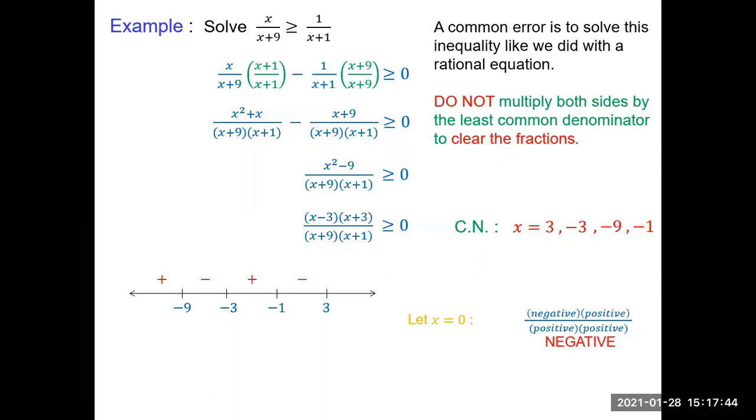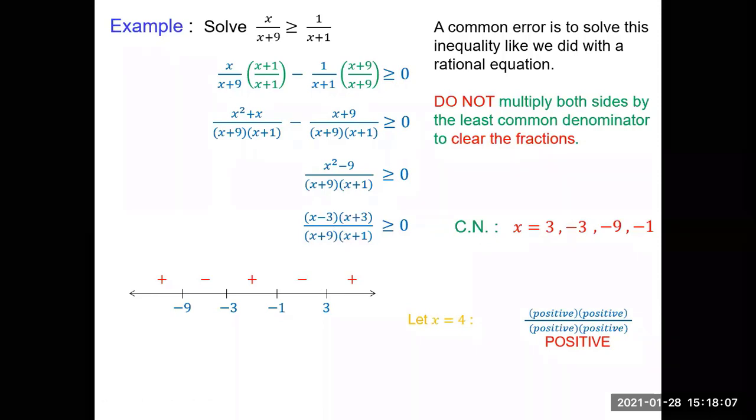We've got one last interval. Pick anything you want that's bigger than 3. Why don't we pick 4? If I plug in 4, notice that that's going to now make every single factor positive. When I take a positive divided by a positive, I get a positive. And now that our number line is complete, we're ready to write the intervals that make the inequality true.